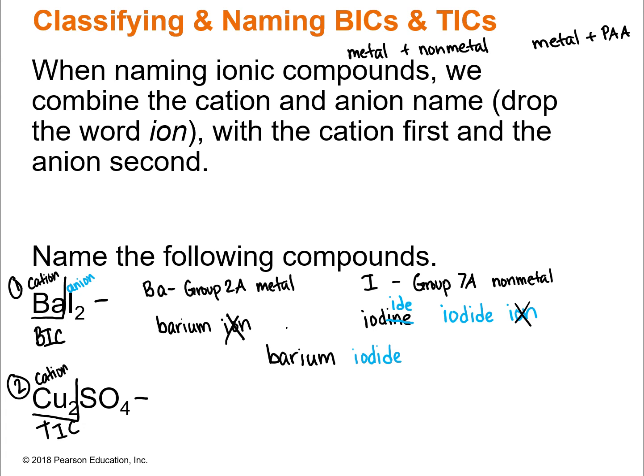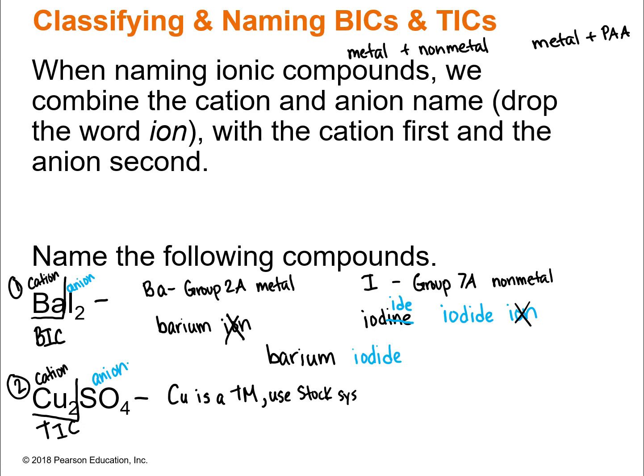So we established that copper is a transition metal. Do we need to use the stock system? Yes, we do. So I'm not going to worry about my copper right now because I need to figure out its charge. And the only way that I can do that is by looking at the charge of my anion.